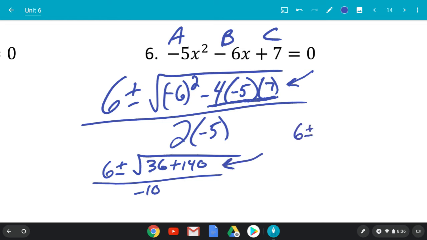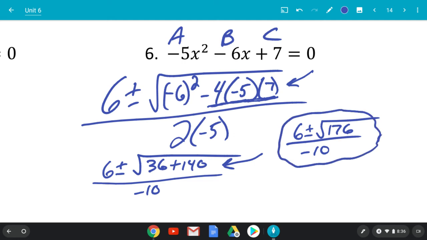6 plus or minus the square root of 176 over negative 10. Now, I'm telling you, if you can get to there, I'm happy. Got it? You don't have to go any farther for right now. You don't have to worry about simplifying the radical. You don't have to type it into a calculator. If that's not a perfect square under there, stop right there, and I'm happy.